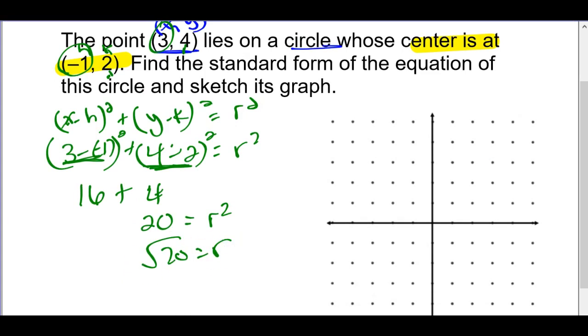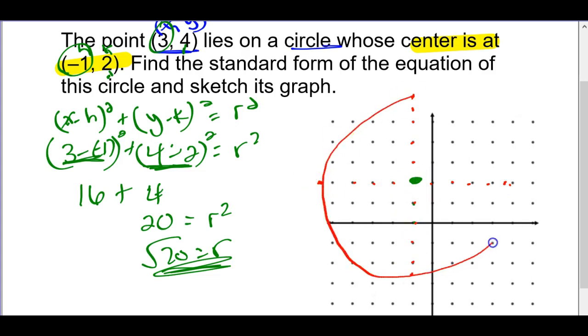to find the radius. So to plot it, I've got the center at negative 1, 2. There's the center. Now, the square root of 20 is somewhere between the square root of 16, which is 4, and the square root of 25, which is 5. So somewhere between 4 and 5 is the radius, around 4.5. So you really could just go 4.5 in all directions. 1, 2, 3, 4, and a little bit. I'm off, but that kind of gives you an idea of what the circle might look like.